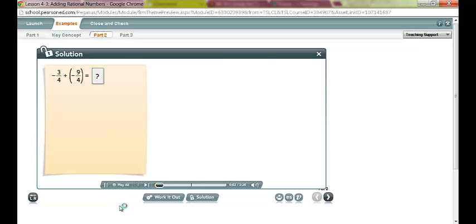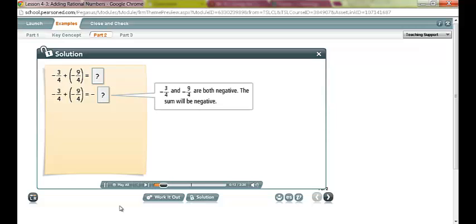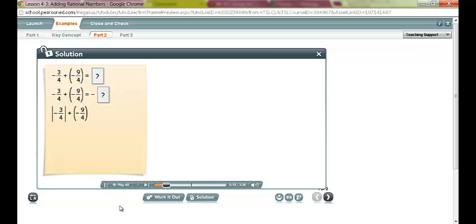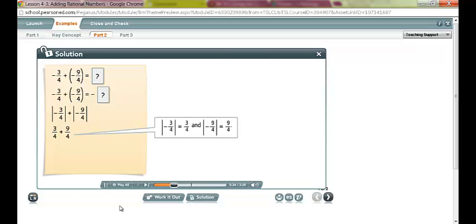Negative 3/4 plus negative 9/4 equals what number? Negative 3/4 and negative 9/4 are both negative. The sum will be negative. The signs are the same, so add the absolute values. The absolute value of negative 3/4 equals 3/4, and the absolute value of negative 9/4 equals 9/4. Since the fractions have the same denominator, add the numerators.